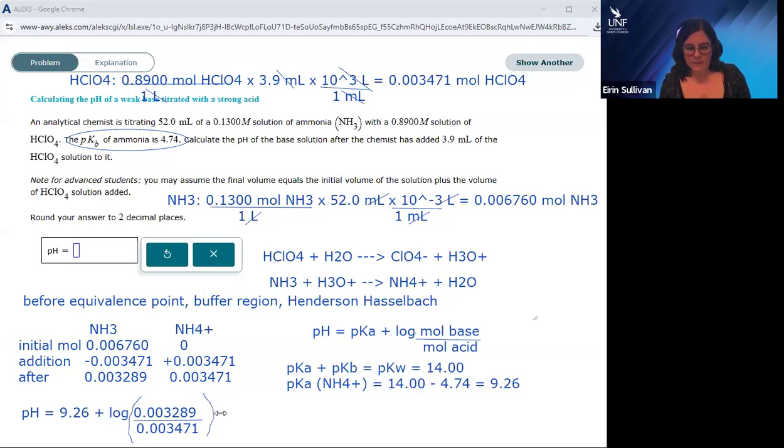Okay. And that comes out to be, should still be a basic pH, right? Because we haven't neutralized all that base. Comes out to be a pH of 9.23624. 9.24 to 2 decimal places. Okay. So that's what you need to do if you are before the equivalence point.